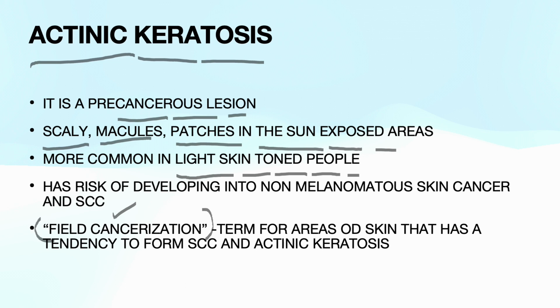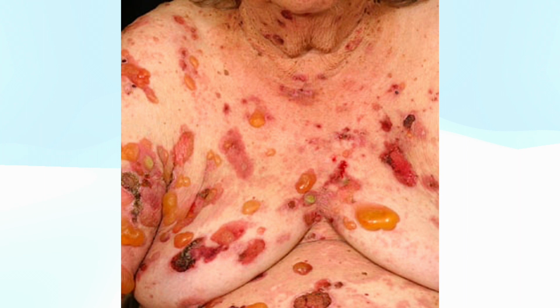Field cancerization. It's a new term. It's a term for the type of skin that has a tendency to form squamous cell carcinoma and actinic keratosis. This is a term called field cancerization. You can take a look at the lesion once again, over and over again, so that you will have this picture stuck in your memory. Okay, here we go. Most people would have got it.